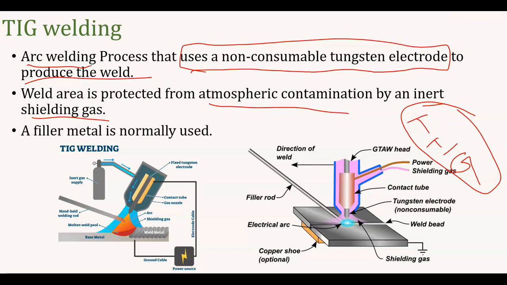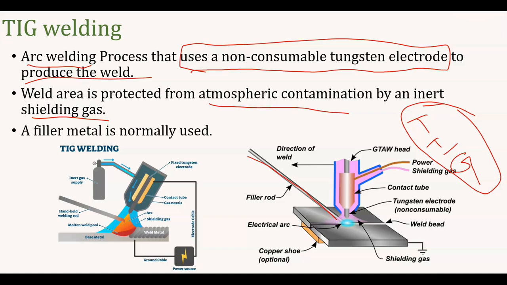The filler metal is normally used in the other hand. You can see this is the filler material, right? The process is the same as you have to recall from soldering or brazing type of process, which we are also going to discuss in future classes, right? So this is the typical arrangement of your TIG welding process.